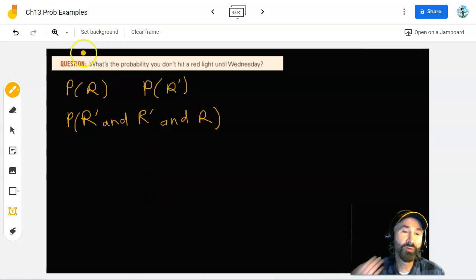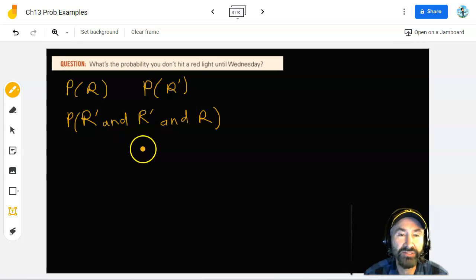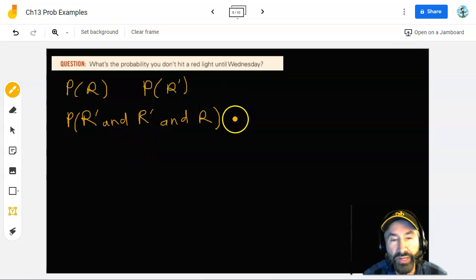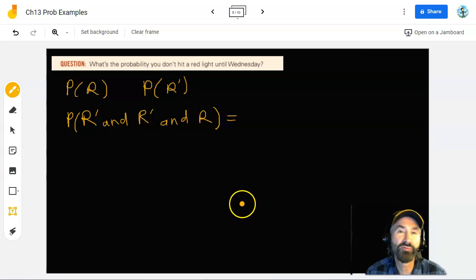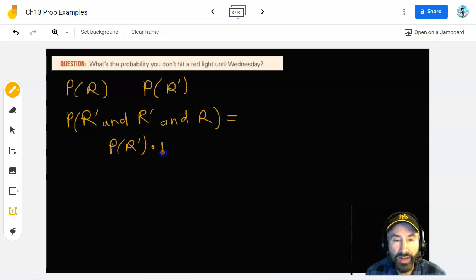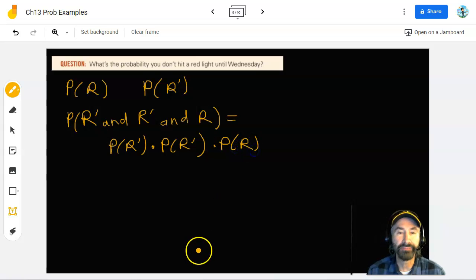I'm just saying that if we want to answer this question, what's the probability you don't hit a red light until Wednesday, this is how you would write it out. And by writing it out in this way, it becomes much more straightforward how to do the math and how to get the answer. So we're going to say this is the probability of not getting a red times the probability of not getting a red times the probability of getting a red light.